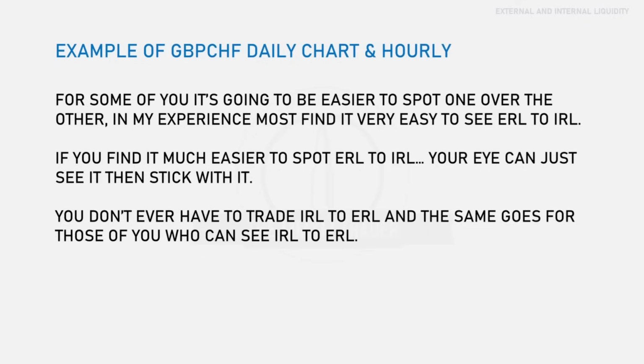So we wait for an old high or an old low to get raided, right, and then we want to trade into an imbalance as a clear draw on liquidity. If you find it easier to spot external range to internal range, you can just stick with it like that. You can also go from internal range to external range, which could be an OTE entry into a range on a fair value gap, and then aiming for an old low or an old high. You don't ever have to trade internal range to external range, and the same goes for those of you who can see internal range to external range. Important is what is most comfortable for you to see.